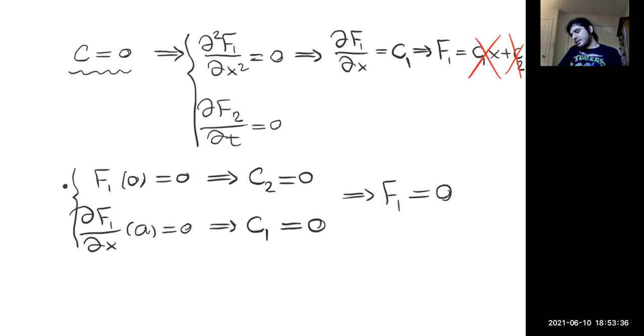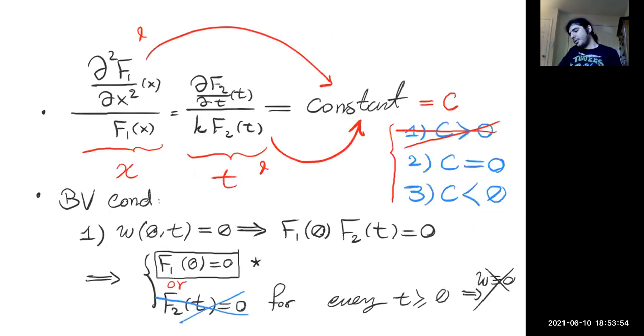If f1 is 0, w, which was f1 times f2, would be 0. That's not what we are looking for. We are not looking for a trivial solution. So that's not the case we are interested in. So C can't be 0 either, just like in the previous problem we solved. So let's start with the third case, C being negative.